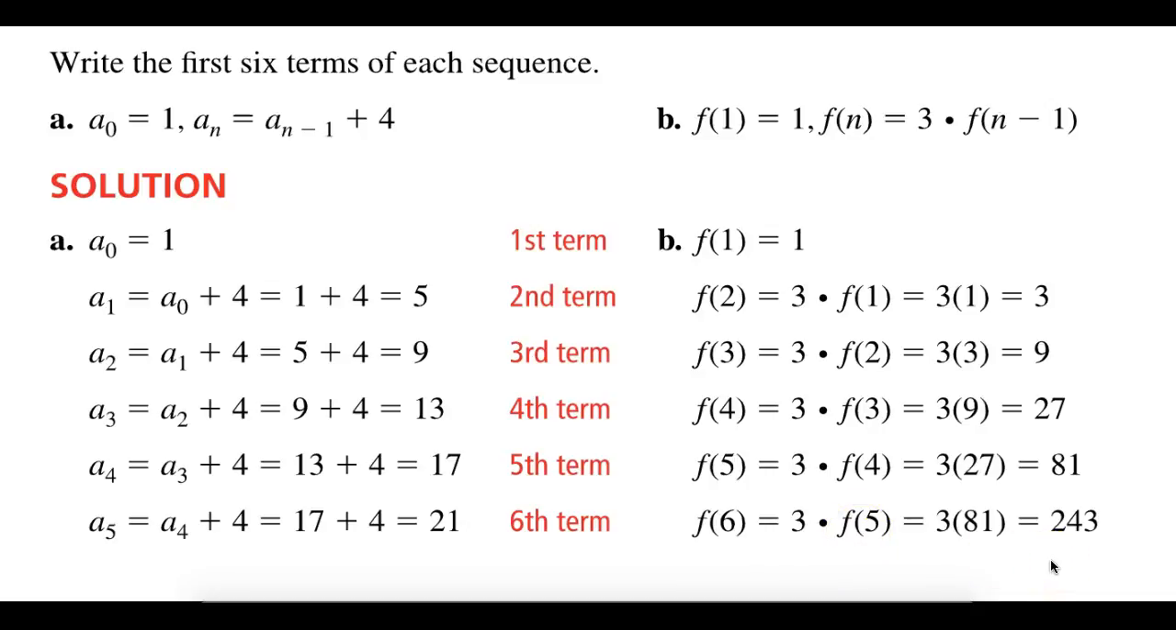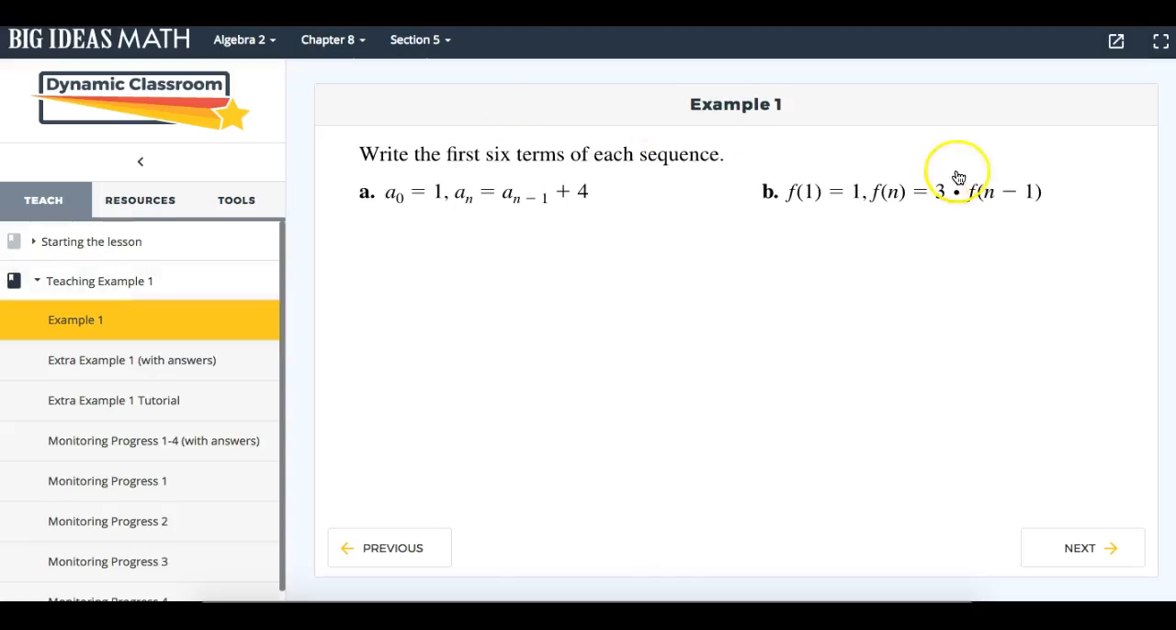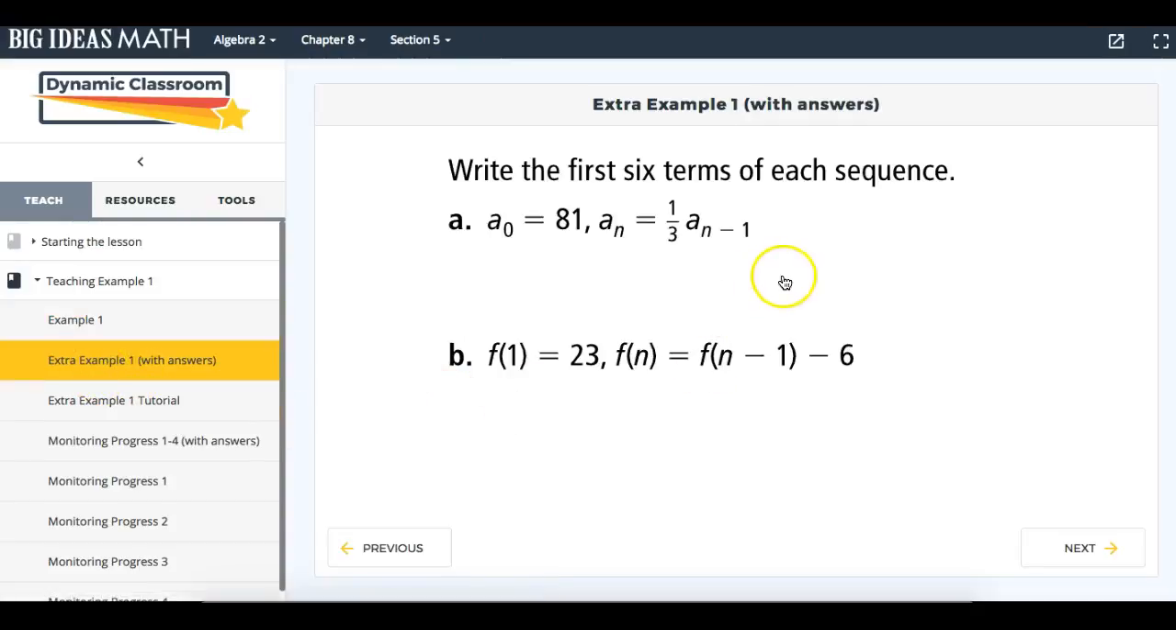Okay, so these are both arithmetic and geometric sequences using a recursive rule instead of an explicit rule. Sometimes recursive rules are a little bit easier because as long as you know the term before it, you can just add or multiply a value to get your next term. So what I want you to do, now that you know the recursive rules, is go ahead and complete these 2 questions.